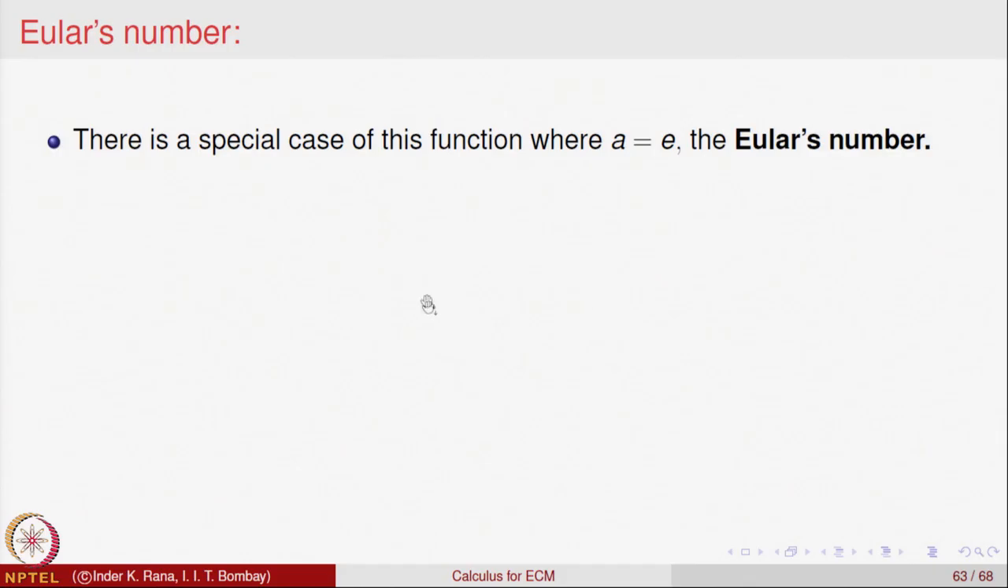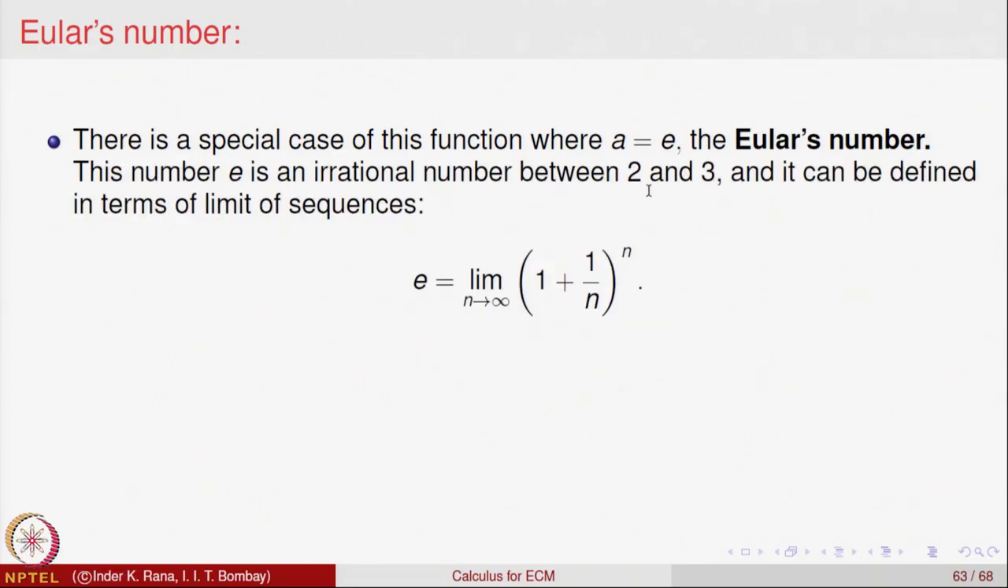There is a special value of a, when a is equal to e. There is a special number called the Euler number. When a is equal to that number, the function is e raised to power x. This number e is not easy to describe, it is an irrational number, and one way of describing it is to show that the sequence 1 plus 1 over n, the whole thing raised to power n, converges, and that number is called e. That is one way of defining the number e.